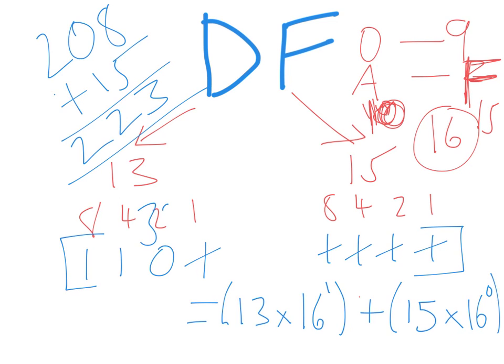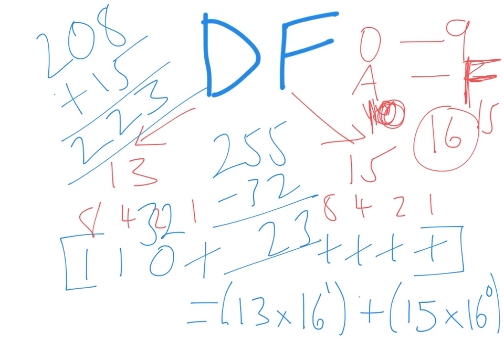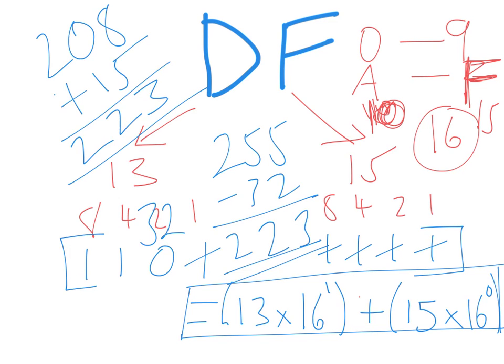This would normally be 32, wouldn't it? So we can just check it quickly by doing 255 minus 32, which gives us 223. So this part works.